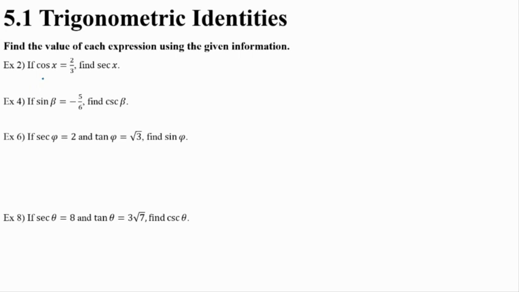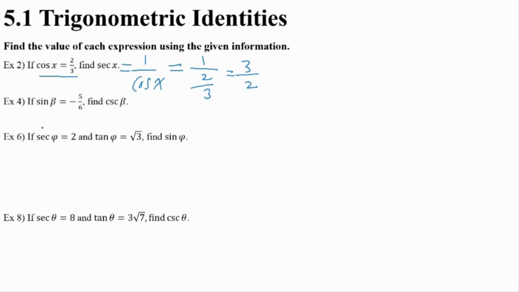They give the information that cosine x is 2/3, and we are looking for secant. Secant means 1 over cosine x, the reciprocal of cosine. So 1 over 2/3 means 3 over 2. Pretty simple, right? If you understand the secant-cosine relationship.